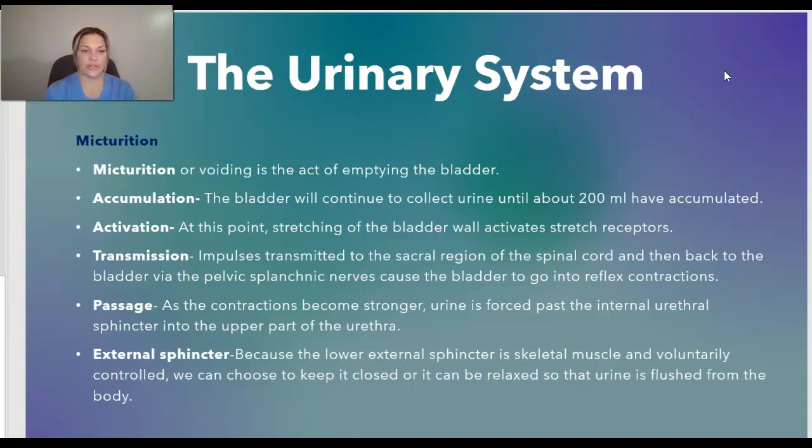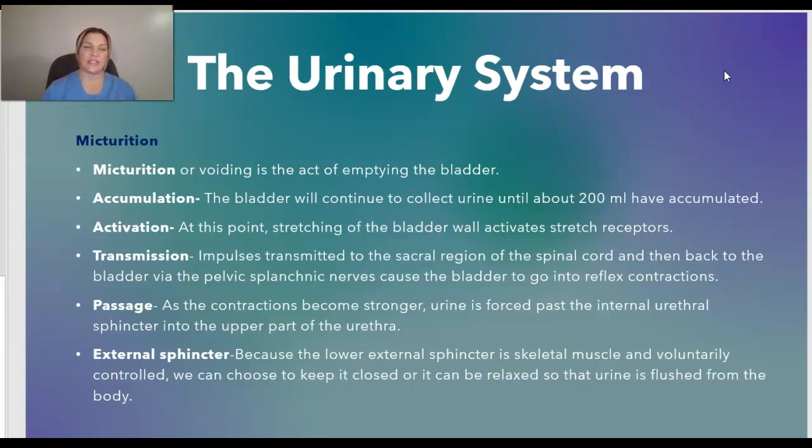Moving on to micturition, which is actually voiding. It's the act of emptying the bladder. First you have accumulation: the bladder will continue to collect urine until about 200 mLs have accumulated. Then there is activation. At this point, stretching of the bladder wall activates the stretch receptors. Then you have transmission.